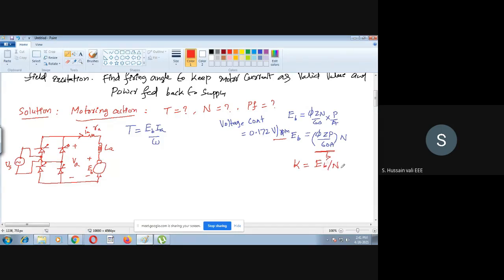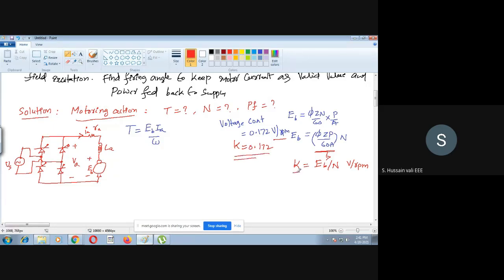What is EB? EB is voltage. What is N? N is in RPM. So the unit of this is volt per RPM. Now the voltage constant which he has given is also volt per RPM. It means K is equal to 0.172, as he has given in the problem. So we got the value of K.